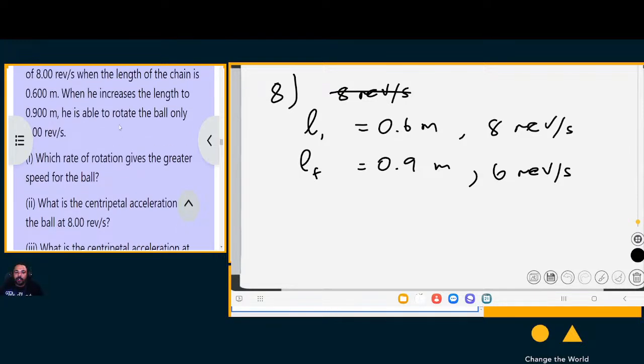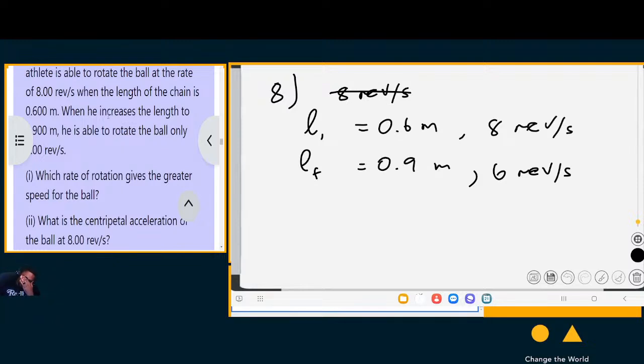If he increases the length of the chain, think about that for a moment. You are swinging a tennis ball attached to a piece of string. You begin to swing it around. If the string is short, the number of revolutions in 1 second is 8. But if you increase the length of the string, it now has to travel a longer distance, the circumference of the circle is much longer now, so it will take fewer revolutions per second.